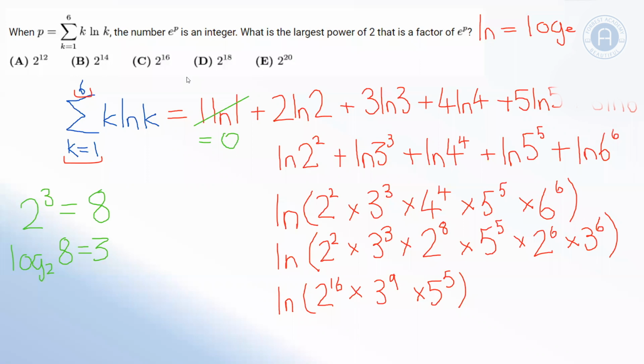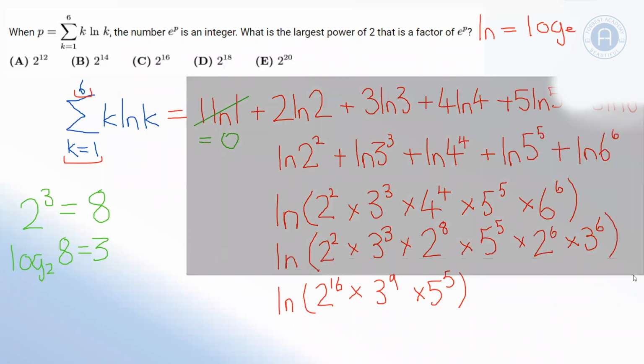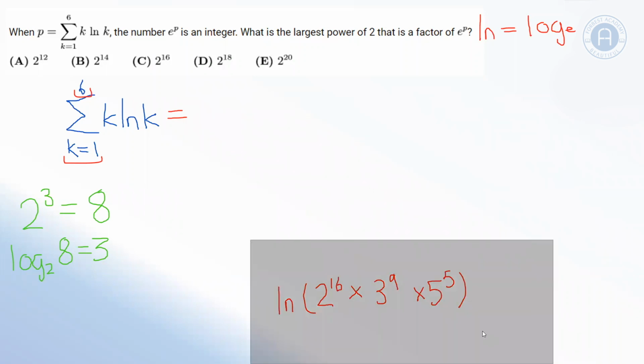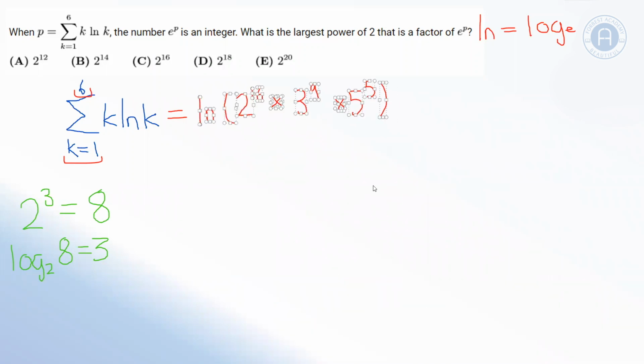So what we've done now is we've taken this series, which was 1 ln 1, 2 ln 2, 3 ln 3, 4 ln 4, 5 ln 5, 6 ln 6, and we've reduced it to one single logarithm. So that is equal to sigma from 1 to 6 of k ln k.